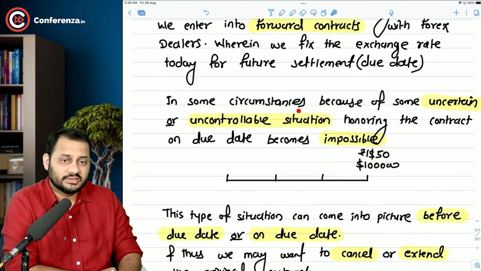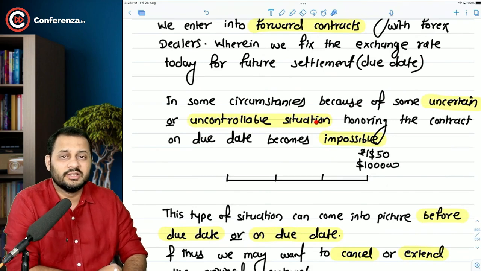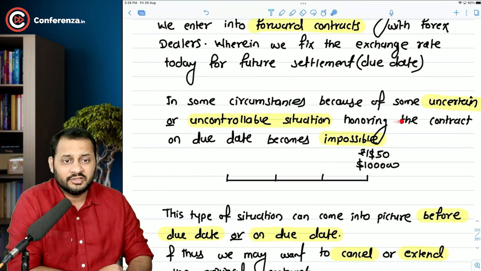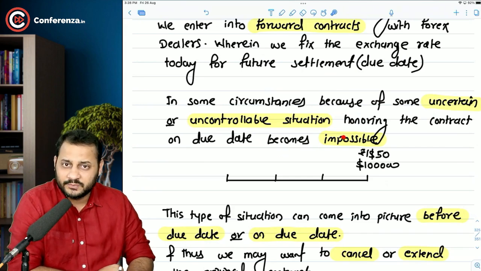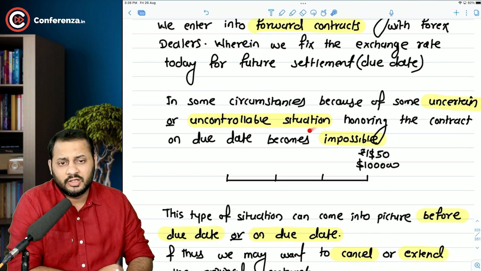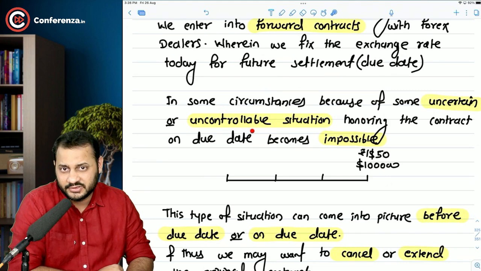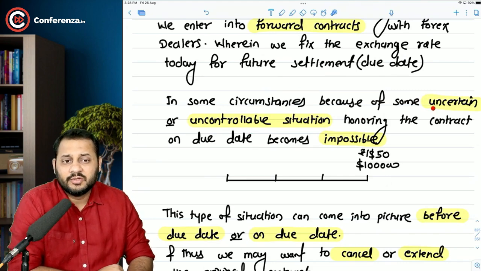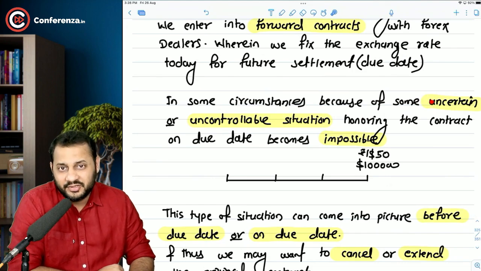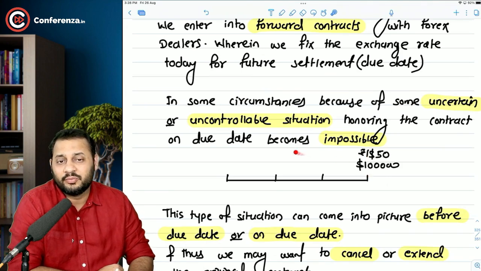In some circumstances, because of some uncertain or uncontrollable situation, honoring the contract on due date becomes impossible for the exporter and the importer. Now, what are those uncertain and uncontrollable situations? I will give you some examples. Let's say the customer to whom you sold the goods went bankrupt. So he is not able to pay on due date, and you will not be able to honor the forward contract that you agreed with the bank.